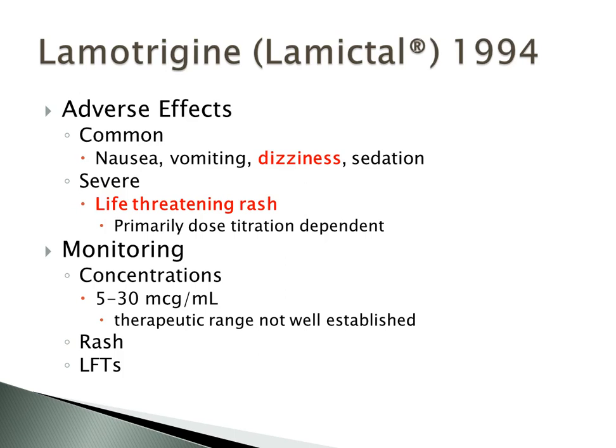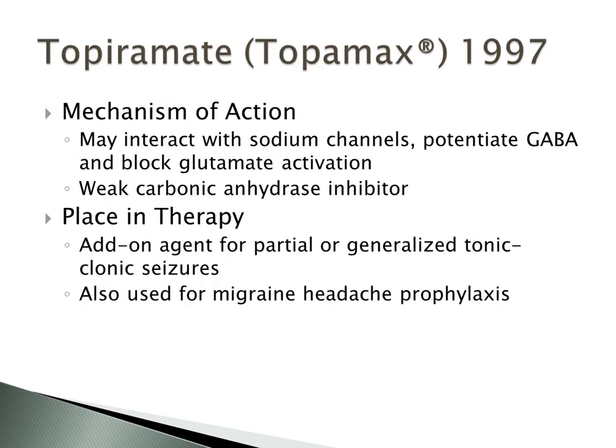So now we're looking at newer AEDs, a safer profile and similar efficacy to older agents. The next agent was topiramate, 1997. It also had some new mechanisms of action. It may interact with sodium channels, it may potentiate GABA, and it may block glutamate, so it works on both inhibitory and excitatory pathways. And it also is a weak carbonic anhydrase inhibitor.